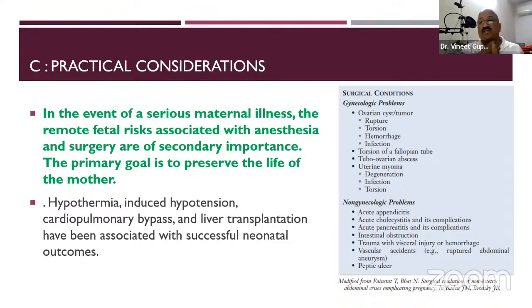What all surgical conditions can put these kinds of patients on the surgical table? Some are gynecological problems, others are non-gynecological problems. Gynecological problems like ovarian cyst, tumor, rupture, torsion, hemorrhage, infection, torsion of fallopian tube, tubo-ovarian mass, uterine myomas, degenerated, infected, and torsion. The non-gynecological problems are acute appendicitis, acute cholecystitis and its complications, acute pancreatitis and its complications, intestinal obstruction, trauma with visceral injury or hemorrhage, vascular accident, ruptured abdominal aneurysm, or peptic ulcer.